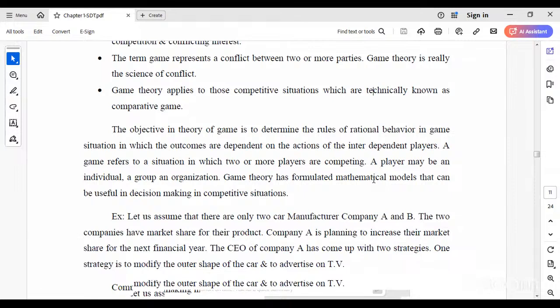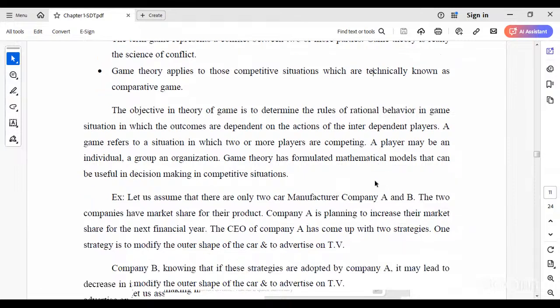The objective in theory of games is to determine the rules of rational behavior in game situations in which the outcomes are dependent on the actions of the interdependent players. A game refers to a situation in which two or more players are competing. A player may be an individual, a group or an organization. Game theory has formulated mathematical models that can be useful in decision making in competitive situations.